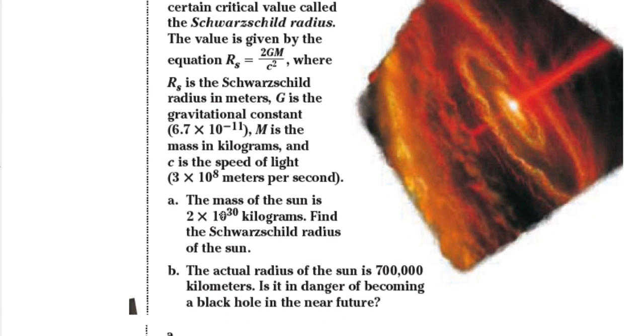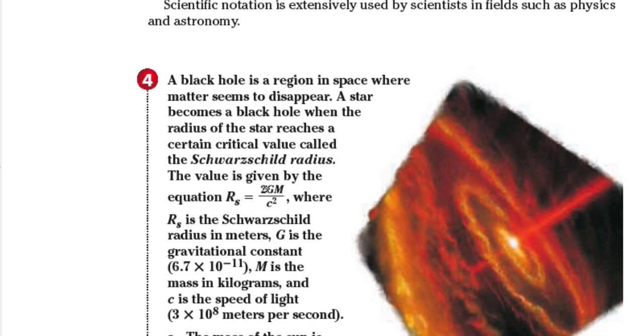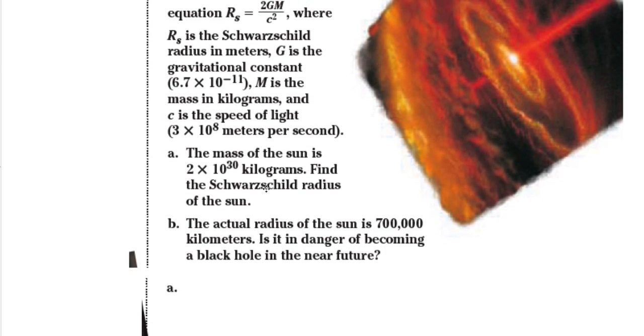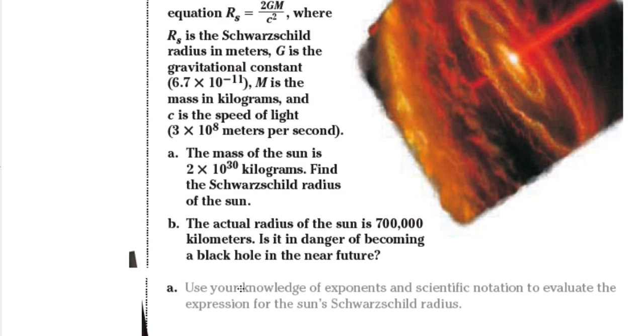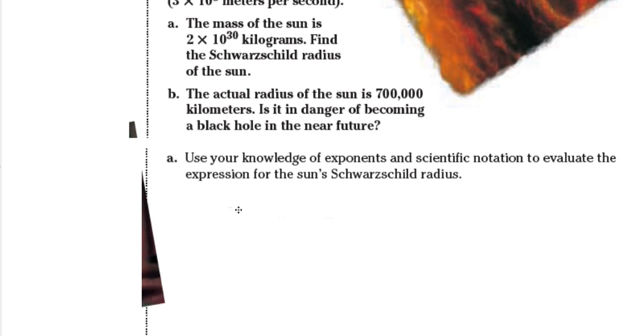Okay? So the mass of the sun is 2 times 10 to the 30 kilograms. Find the Schwarzschild radius of the sun. Okay? So that's what we want to find out. And letter B, the actual radius of the sun is 700,000 kilometers. Is it in danger of becoming a black hole in the near future? So again, to determine if a star becomes a black hole, it needs to reach a given value using that formula. So let's take a look at letter A. Use your knowledge of exponents and scientific notation to evaluate the expression for the sun's Schwarzschild radius.